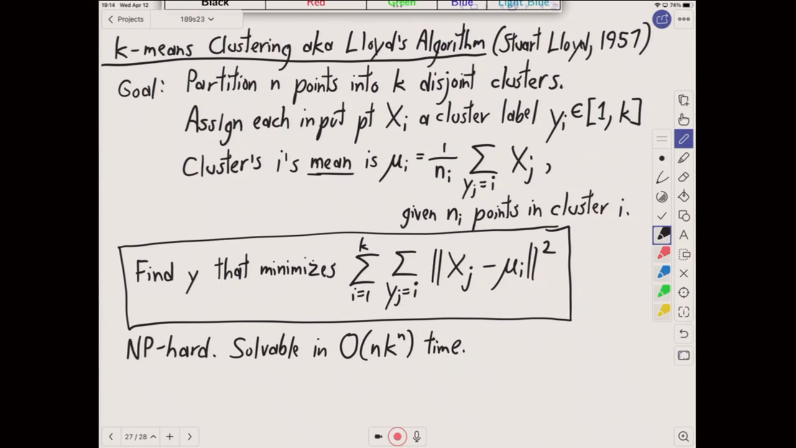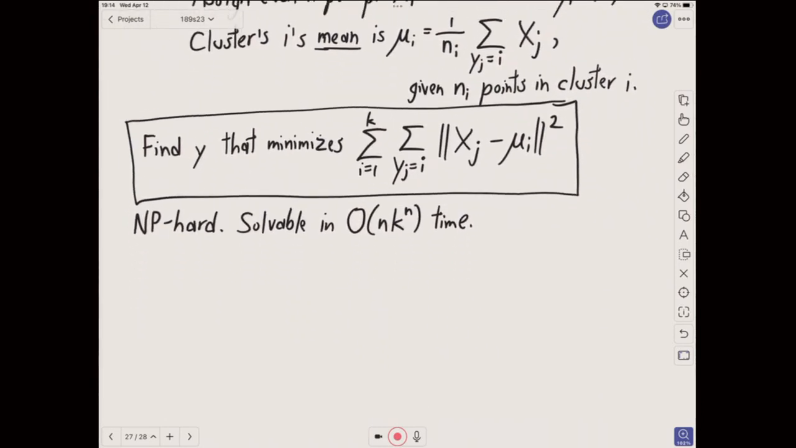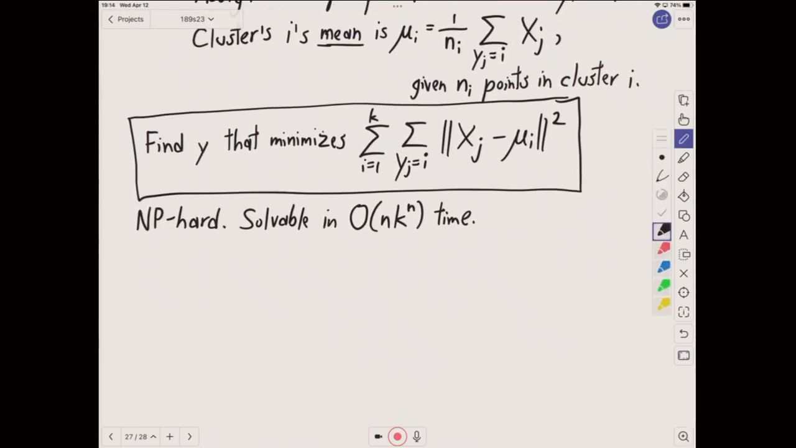So if n is large, you don't have enough time, unfortunately. If n is small, you could actually do this. If n is 10, you can do this. But if n is 1,000,000, you can't do this. So use heuristics. And again, the most famous heuristic is k-means.